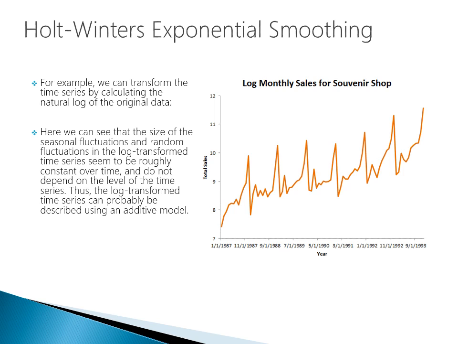We can see that the size of the seasonal fluctuations and random fluctuations in the log-transformed time series seem to be roughly constant over time, and they don't depend on the level of the time series. So this log-transformed time series can probably be described using an additive model. This chart can be described as having an increasing or decreasing trend in seasonality.